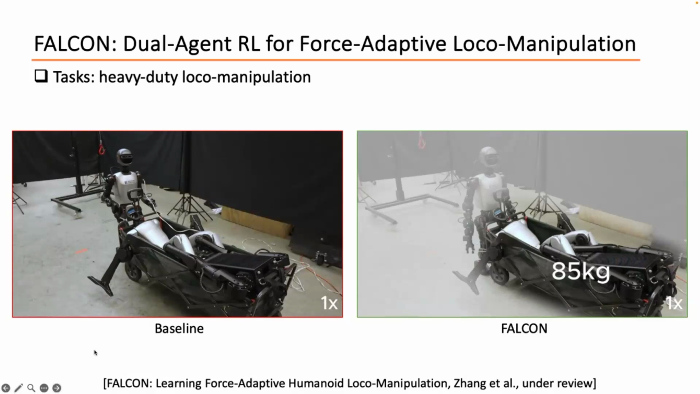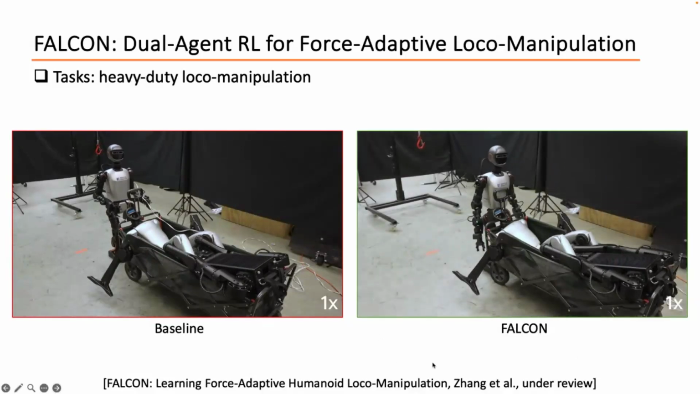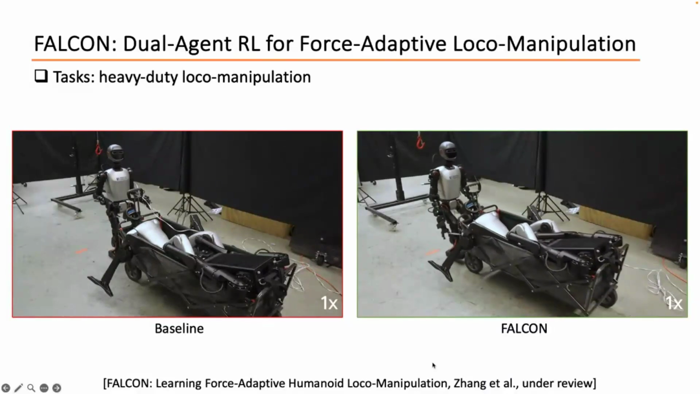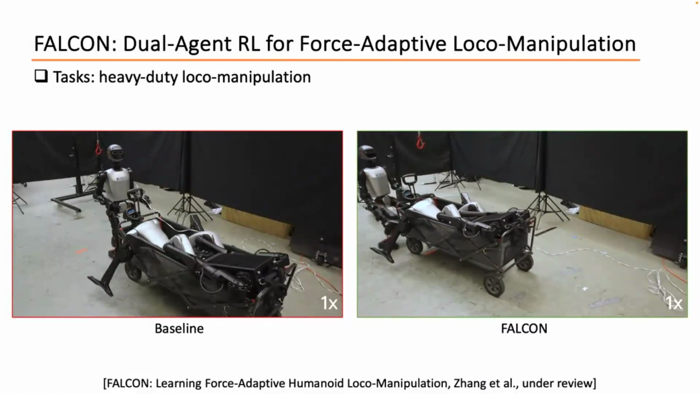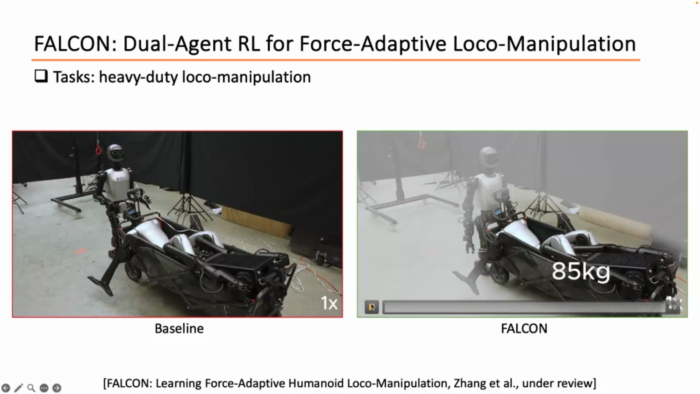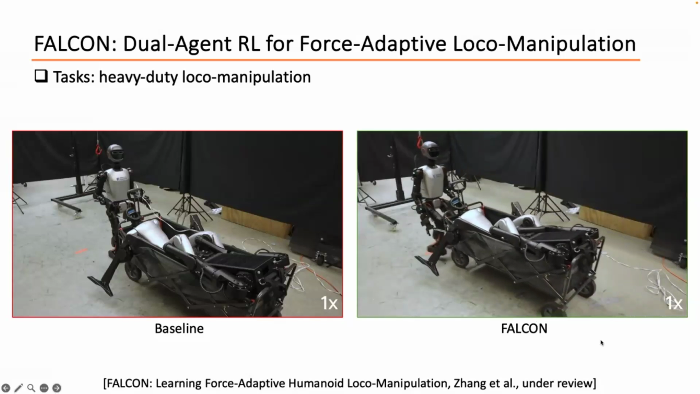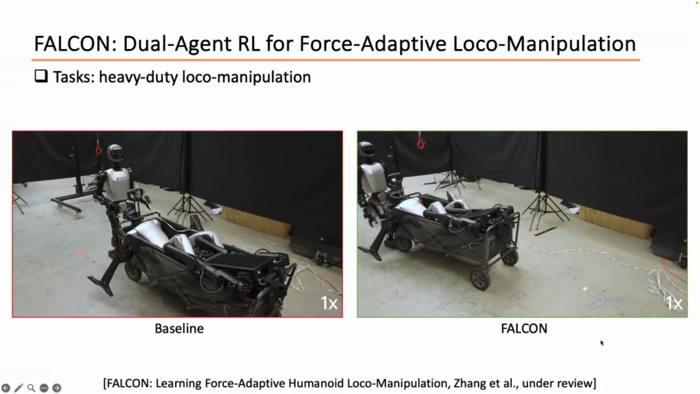Because it needs to balance and do force adaptation, right? And the red is our framework. You can see the robot successfully pulls the cart. Yeah. You can see a very clear whole body, upper and lower body coordination behavior for this heavy duty task. Yeah, I like this video a lot because it's humanoid helping humanoid.